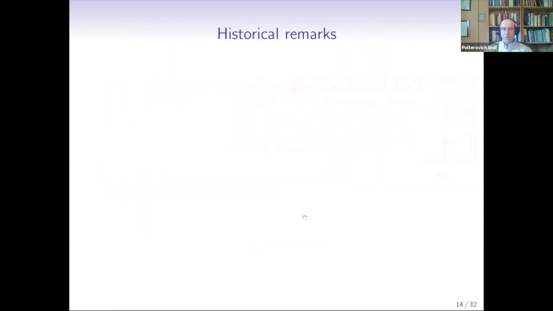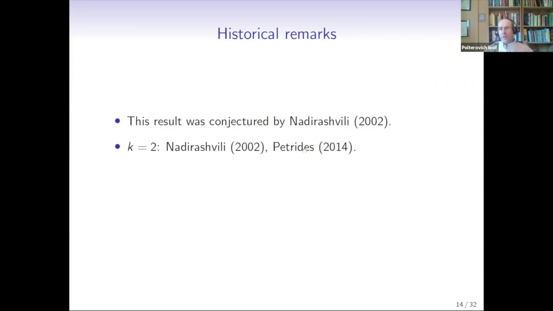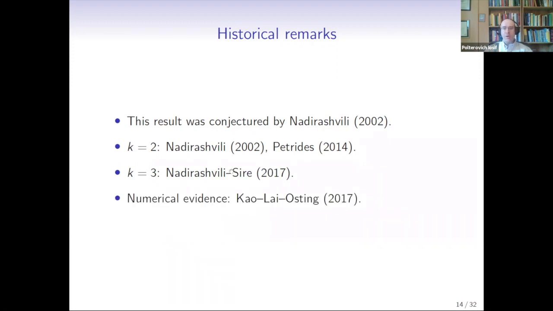So what is the history of this result? It was conjectured by Nadirashvili in 2002. For k equal to 1, this is just Hersch's theorem. For k equal to 2, the proof was outlined by Nadirashvili in 2002, and then it was proved by Petrides in 2014. For k equal to 3, the result is due to Nadirashvili and Sire from 2017. And let me also mention numerical evidence, also from 2017, due to Kao, Lai and Osting.